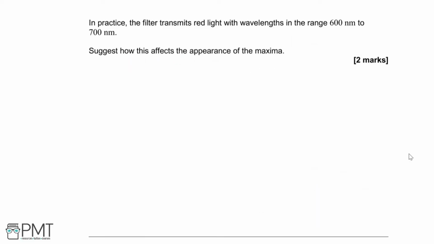In practice, the filter transmits red light with wavelengths in the range 600 nanometers to 700 nanometers. Suggest how this affects the appearance of the maxima. Now, if we've got a range of wavelengths here rather than specifically 650 nanometers, our pattern is going to become a bit more fuzzy, a bit broader. We won't have defined maxima like we would have done with just 650 nanometers. So let's write that down first of all.